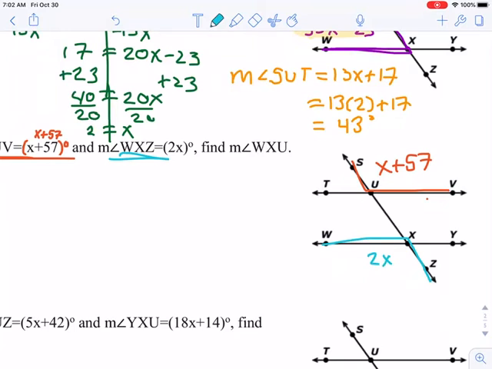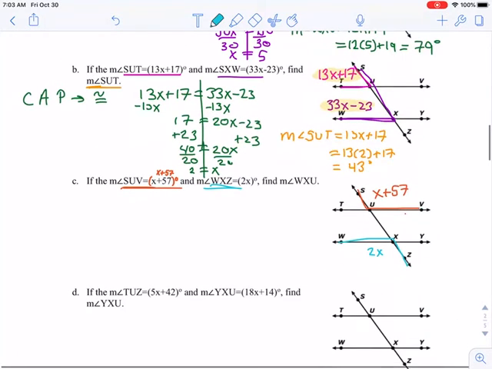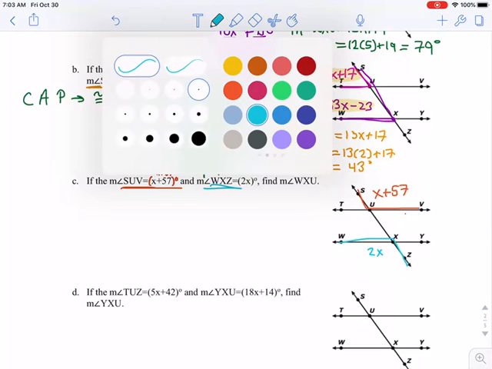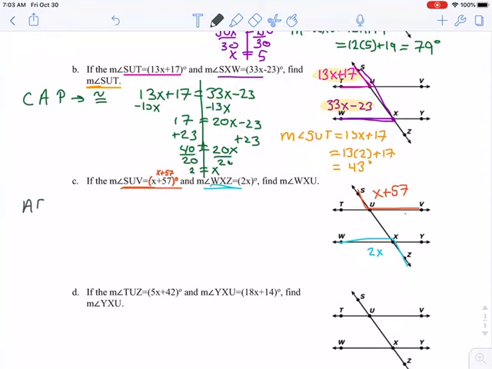And then we got WXZ, which is 2x. So what do we got here? We got some alternate exterior angles. What's so great about alternate exterior angles? They're congruent. So similar to the last one, I'm going to set them equal to each other. Subtract x from both sides, and 57 equals x. Now the problem's demanding that I find the measure of WXU. That's this angle right here. So what do I got to do?